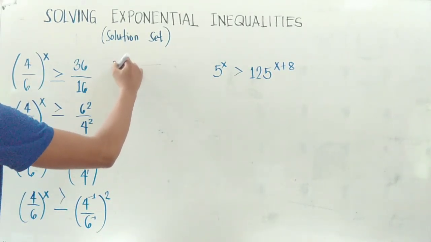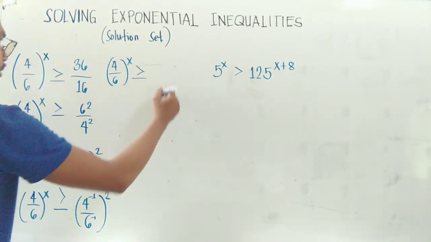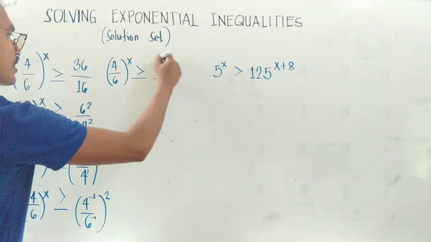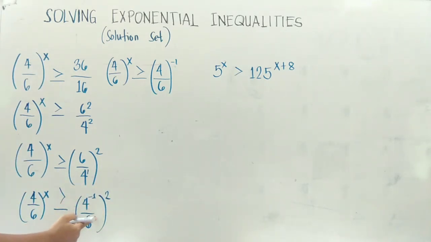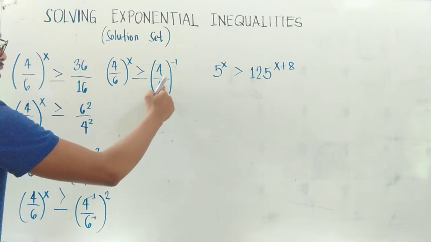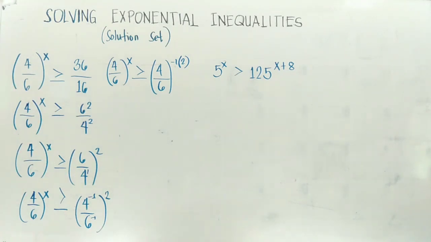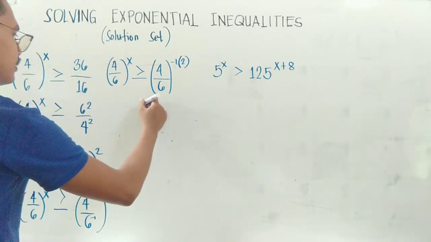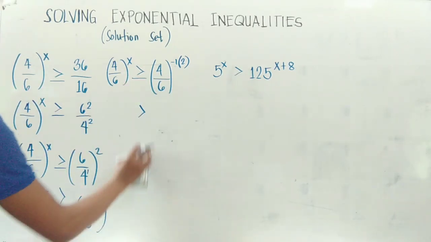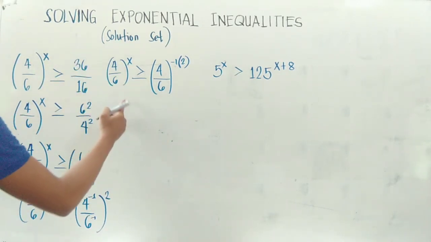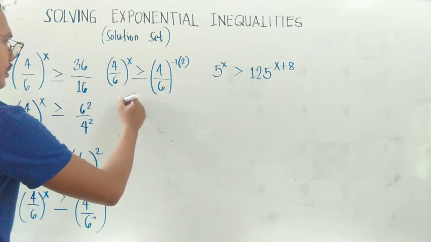So copying, we have 4 over 6 raised to x is greater than or equal to 4 over 6 raised to negative 1. This one, distribute: 4 raised to negative 1, 6 raised to negative 1, and we have 2 outside. Okay? So I guess we are clear. Then simplifying, if you can see, we now have the same bases, and we are dealing with fractions.